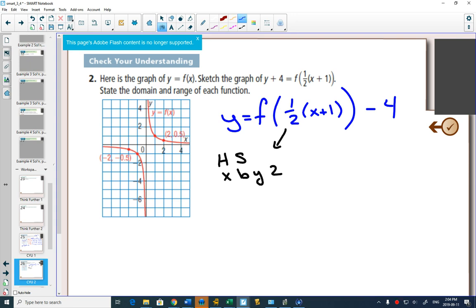Can you see that that's a horizontal stretch? X by 2, the reciprocal. Here we have a horizontal translation. That's going to move 1 to the left. And finally, the minus 4 outside the function, so it's vertical. Vertical translation is going to go 4 down.